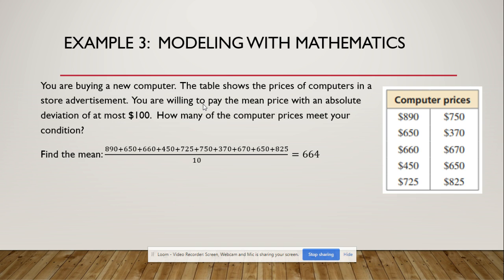So now that we know the mean, we want to be at an absolute deviation of 100 away from that, so 100 or less. So here's how we write that. This absolute value right here is our absolute deviation, x minus the 664, and we want our deviation to be less than 100 away from that average cost.